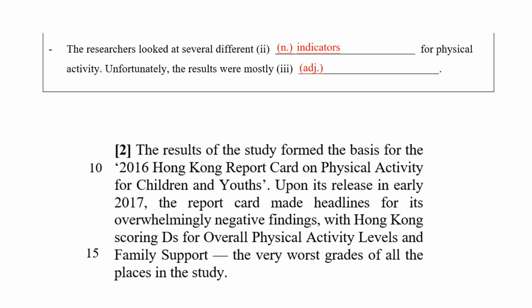Next, the results were mostly. It should be followed by an adjective to describe the results. So we find a keyword that means results. From the text, it should be findings. That's why the answer should be negative, because the word negative is used to describe the findings and the results.